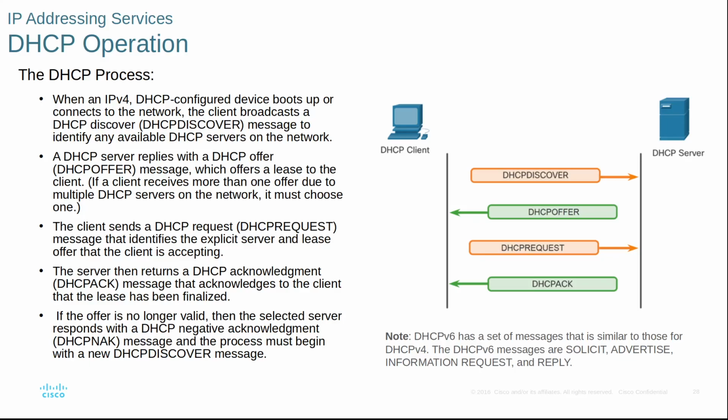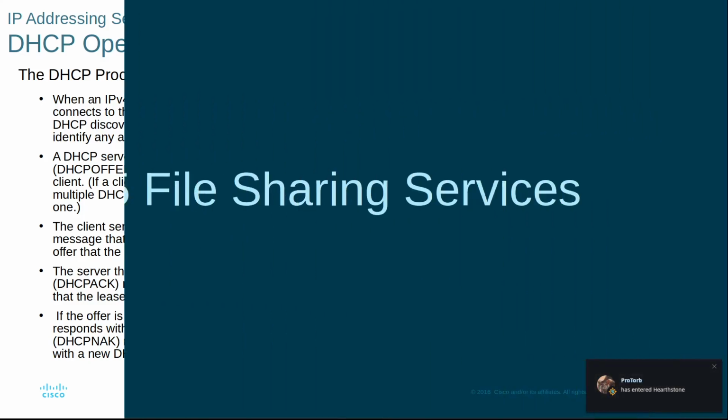The client then sends a request, formally requesting the IP that it's chosen, and the server responds with an acknowledgement, and the lease is finalized. If the offer is no longer valid, then the server will respond with a DHCP negative acknowledgement, or NAK. DHCPv6 works kind of similar, but it has different messages, and the whole thing's just a bit different.